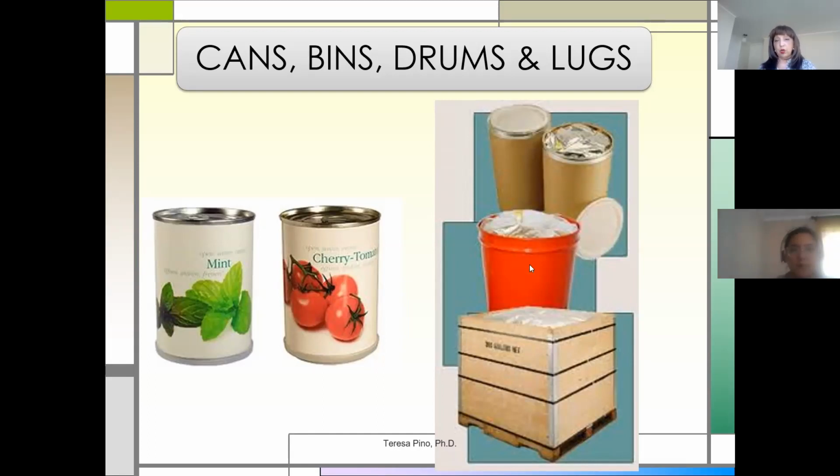And then we have the drums. Drums are always metal. And the lugs. Lugs are always wooden blocks. So when we talk about the shipping documents, we need phytosanitary certificate for the packaging.